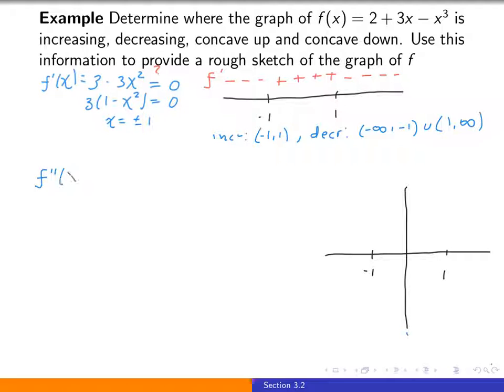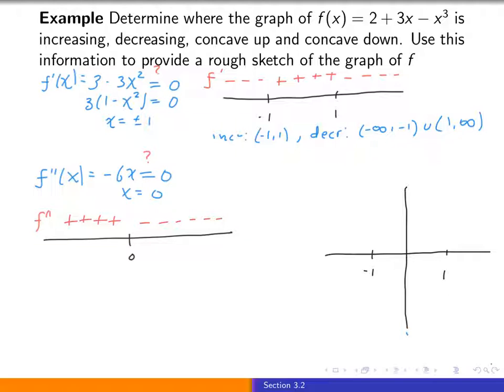So f double prime of x is going to be minus 6x, and we need to know where minus 6x is equal to 0. The only place this is equal to 0 is at x equals 0. So in terms of the concavity on our number line, the only point we have labeled here is 0. That gives us 2 intervals, to the left of 0, to the right of 0. And what we need to determine here is the sign of f double prime. So if we plug a negative number into minus 6x, we get back something positive. If you plug a positive number into minus 6x, you end up with something negative. So we are concave up on minus infinity to 0, and we are concave down on 0 to infinity.